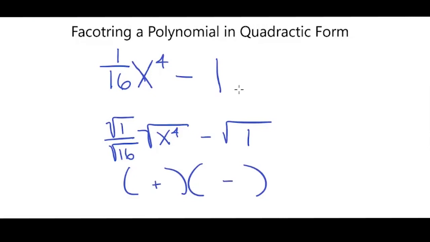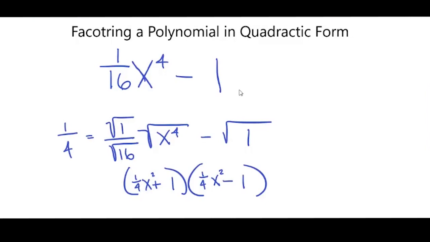I think the easiest part to write in next would be the square root of 1, which is 1 and 1. And the square root of x to the fourth is x squared. Now, what is the square root of 1/16? Well, the square root of 1 is 1, and the square root of 16 is 4. So my answer would be 1/4 x squared plus 1 times 1/4 x squared minus 1.